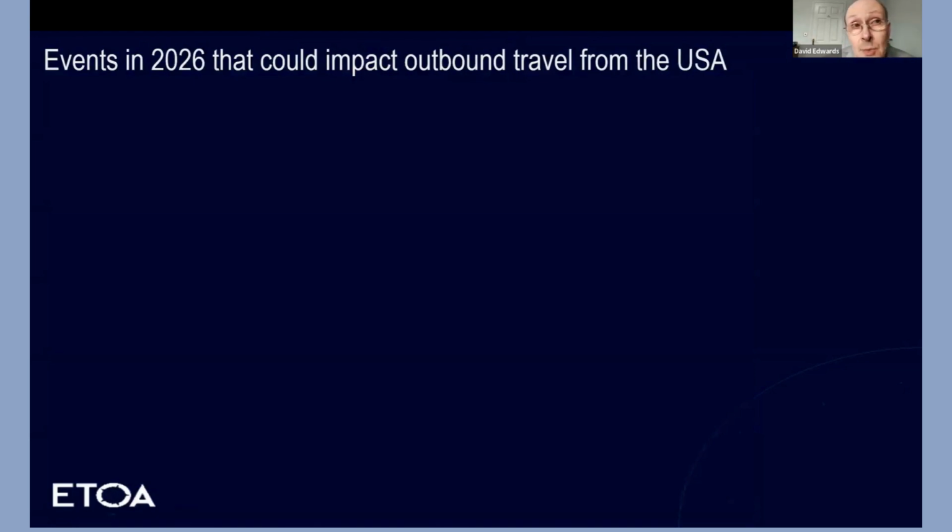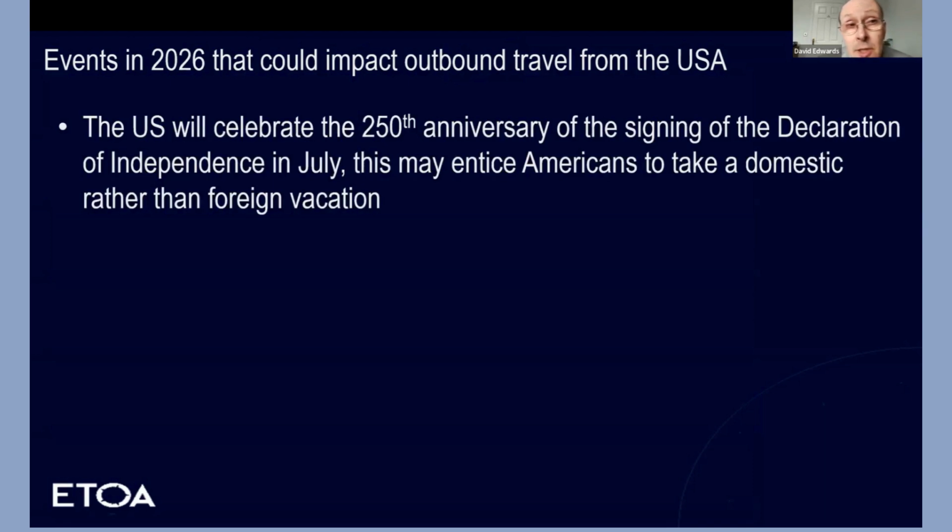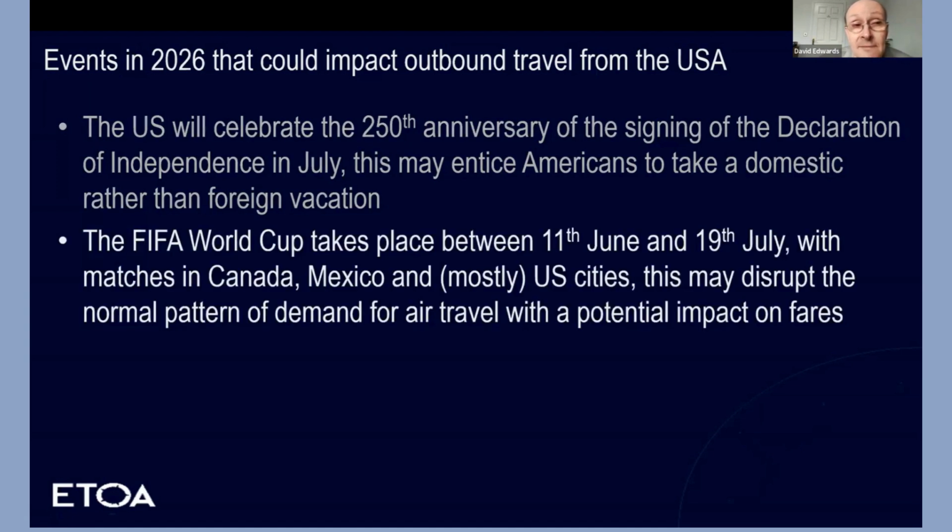There are, of course, a few events in 2026 that could impact outbound travel from the USA. So the US will celebrate its 250th anniversary of the signing of the Declaration of Independence this July, and this may well entice some Americans to take a domestic rather than a foreign vacation trip. And of course, the Men's FIFA World Cup takes place during June and July in Canada, Mexico, but mostly across US cities. And that equally may disrupt some patterns of transatlantic demand and indeed airfares during the peak summer period.